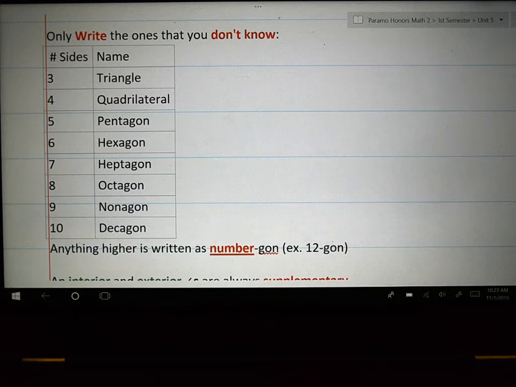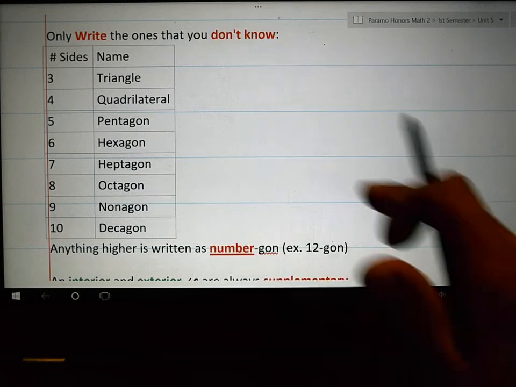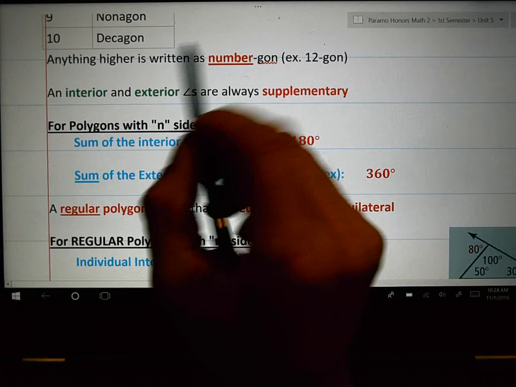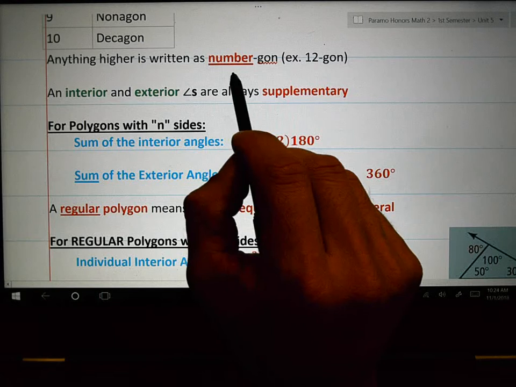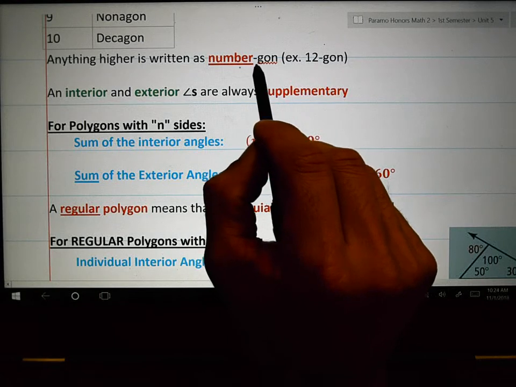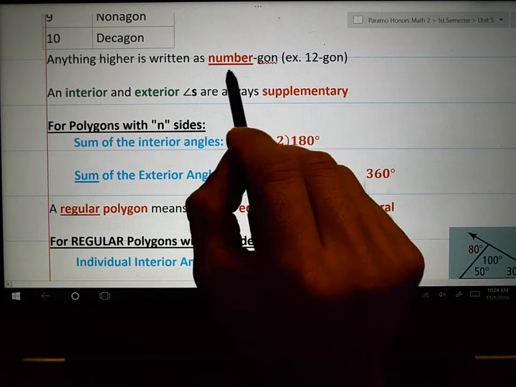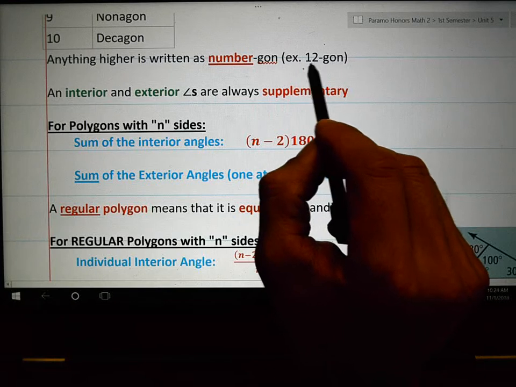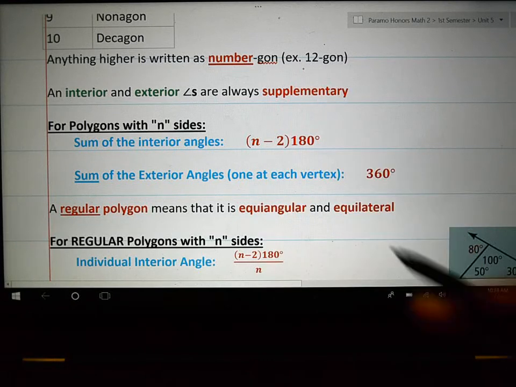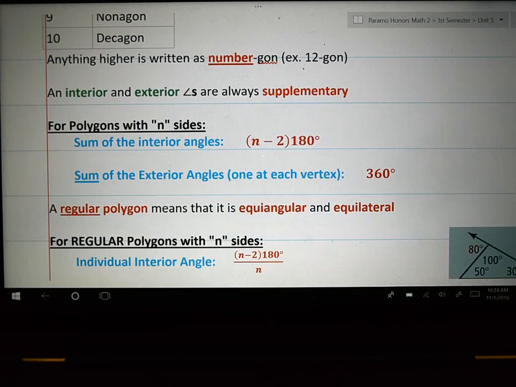If you do not know them, I'm having you write them down just in case you get asked something like that. But anything past 10 is usually written as a number with a hyphen and the word g-o-n, gon. So, for example, a 12-gon is something that has 12 sides, and a 20-gon is something that has 20 sides, and so on.